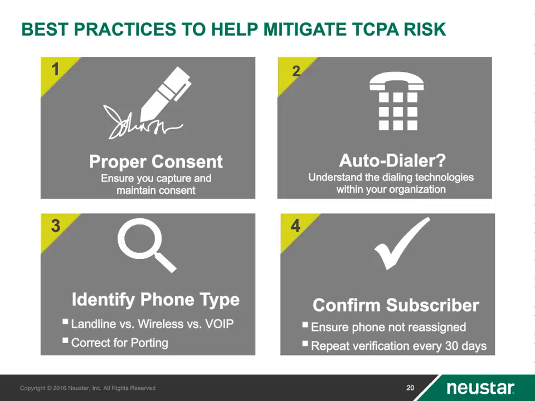Third piece is really identifying the phone type, and the key here really is to understand the current phone type. Just like called party versus intended party that was discussed earlier, it doesn't really matter what you thought the phone number was. It matters what the phone number actually is. Is it a wireless phone? Is it a landline phone? And really importantly, if you're looking at porting data, understanding the difference between a disconnect and whether a phone number has just ported from carrier to carrier, where in that scenario it could actually still be valid consent. That's an important distinction in understanding the phone type itself.